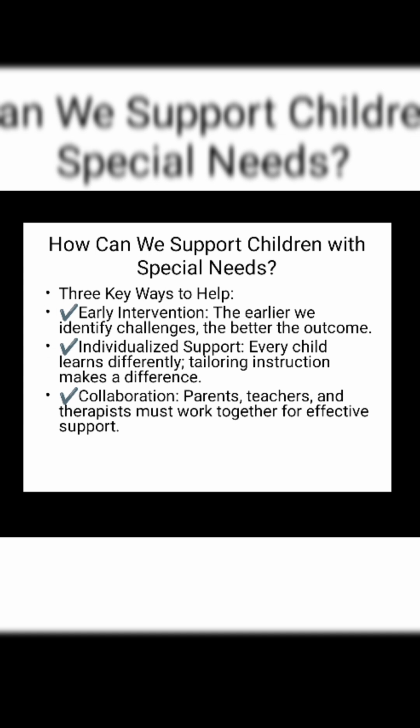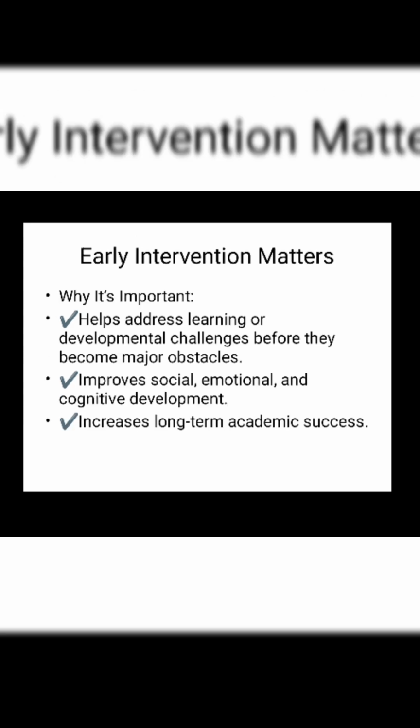Three key ways. Number one, early intervention, because the earlier you identify these challenges, the better the outcome. Number two, individualized support. Every child learns differently, so tailoring your instruction makes a difference. Then collaboration. This is where the parents, the teachers, and the therapists must work together for effective support. Early intervention matters. And why is it important?